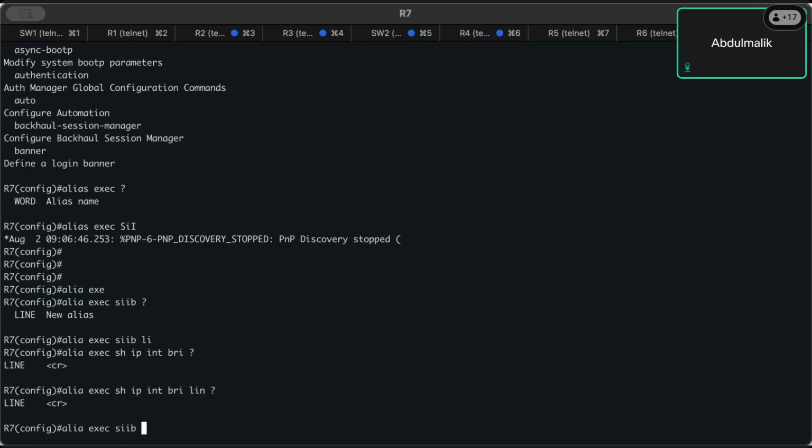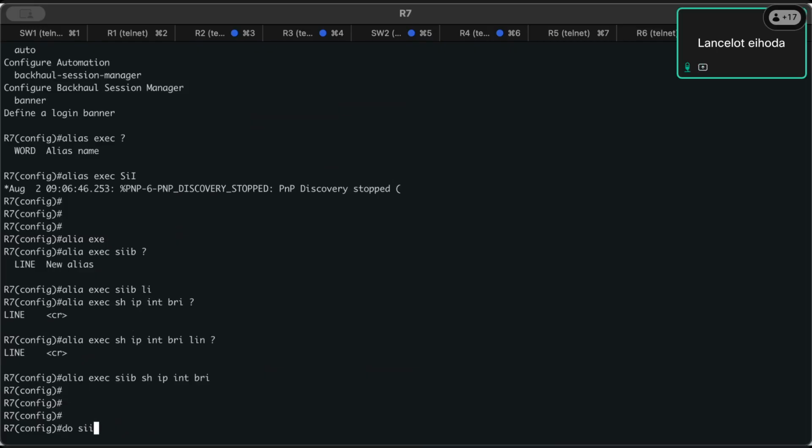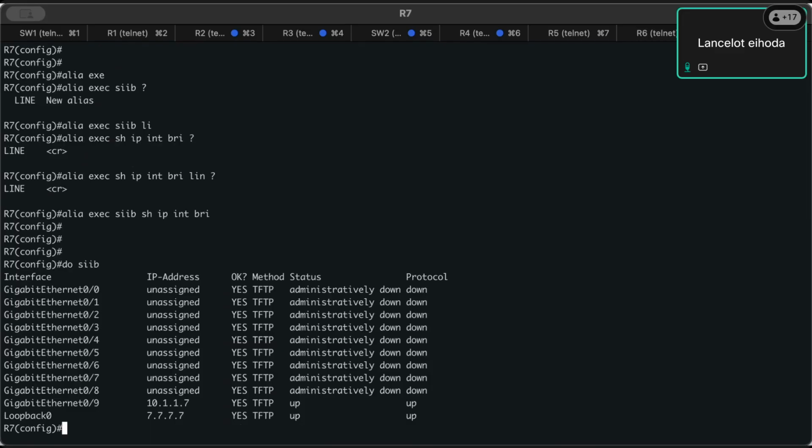Show IP interface brief. Then the line is show IP interface brief. Okay, so look at now, do is the same thing. Get it? Yes, just like doing alias on a Linux box also. So you can do an alias on it.